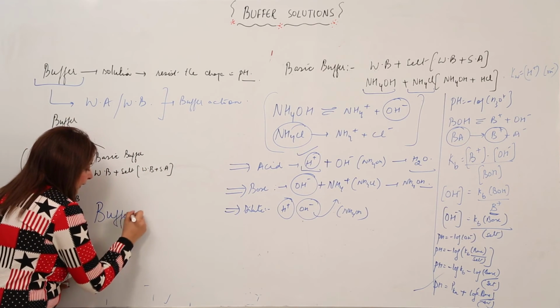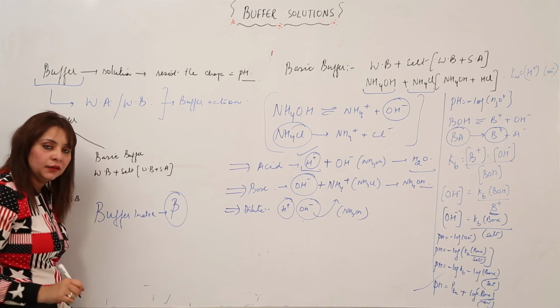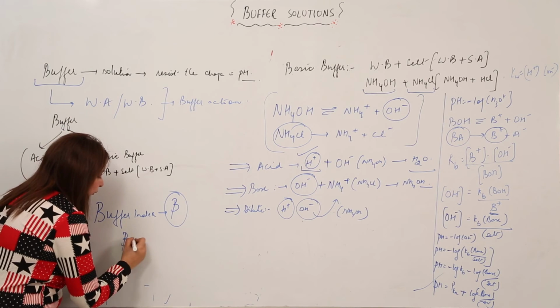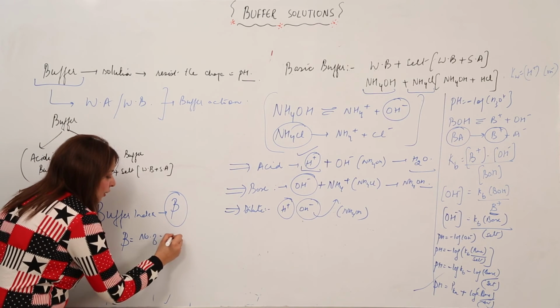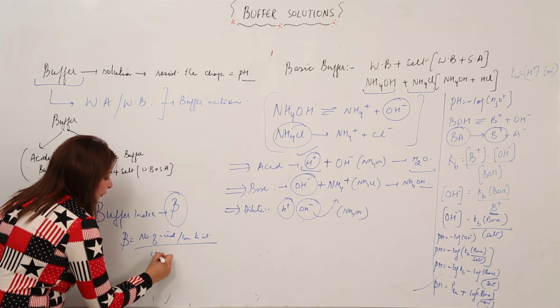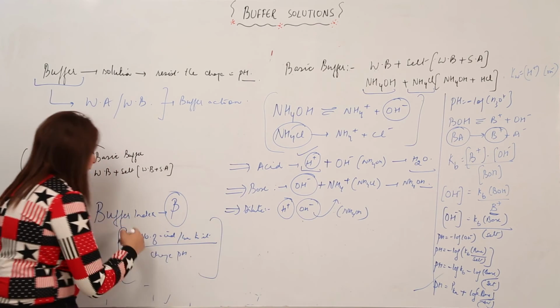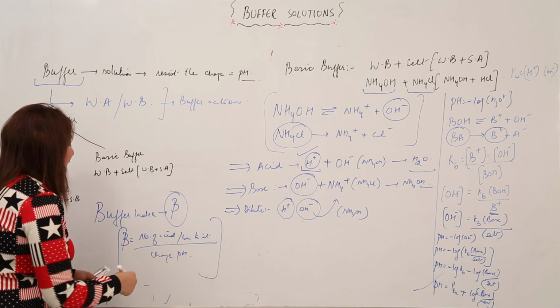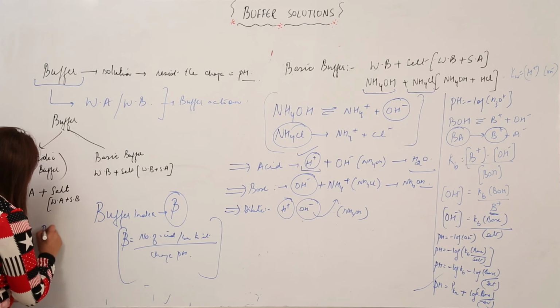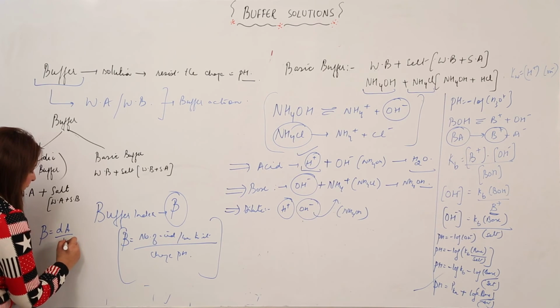One more thing, we have the buffer index. What is this buffer index actually? First of all, you should know it is denoted by beta, right? It is actually equal to the amount of acid or base you add to the solution and accordingly what change in pH occurs. So this is the buffer index, right? Or if I add acid to it, I can write the expression like this also, that is acid to change in pH.